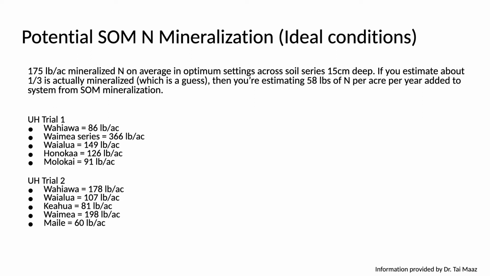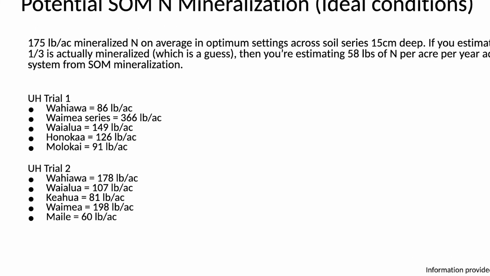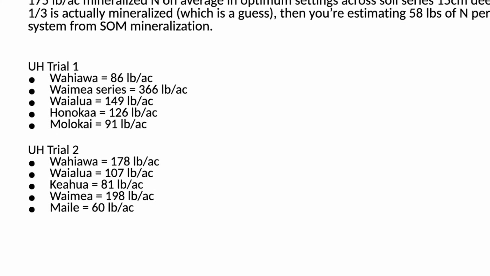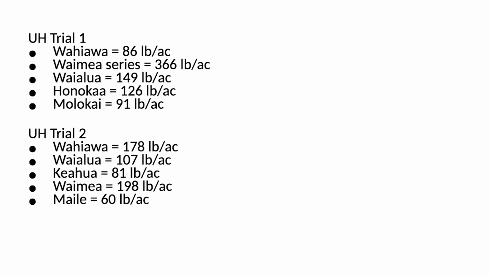This is some data from some trials that UH did, from different soil series, about the potential mineralization of soil organic matter for nitrogen that can be provided to the plant. So if you look at just UH trial 1, the Wahiawa soil series, they determined in one trial that 86 pounds of nitrogen per acre can be supplied through soil organic matter in optimum conditions. And if you build your soil organic matter, it could potentially be more. That's a pretty significant amount.